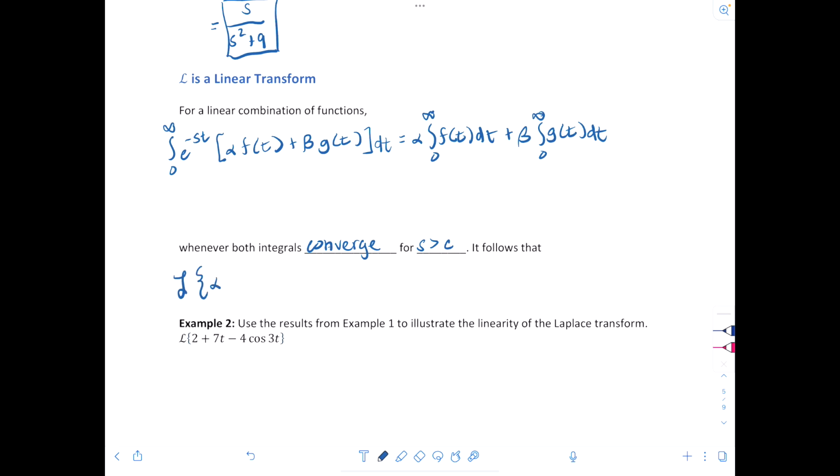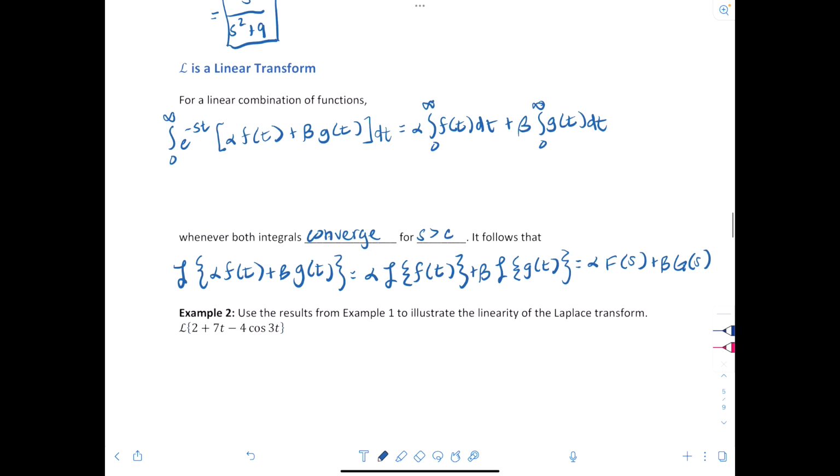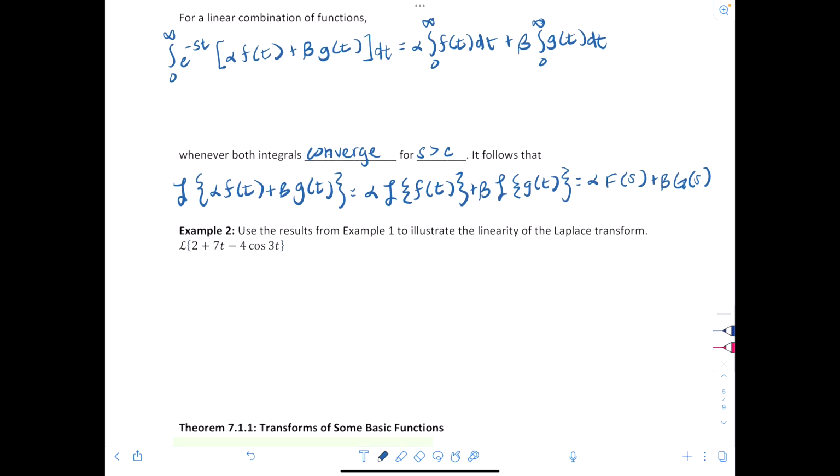L of alpha times f at t plus beta times g at t will be alpha times L of f at t plus beta times L of g at t, which in turn is equal to alpha times capital F at s plus beta times capital G at s. All right, so we're going to use our results from example 1 to illustrate the linearity of the Laplace transform.